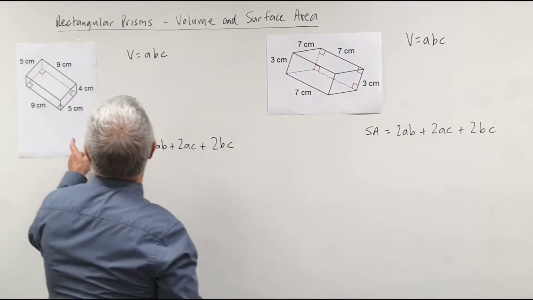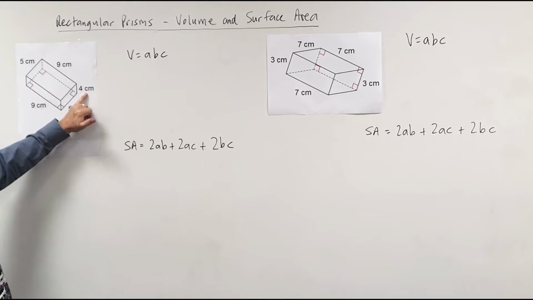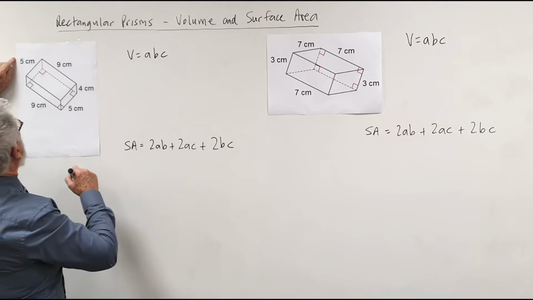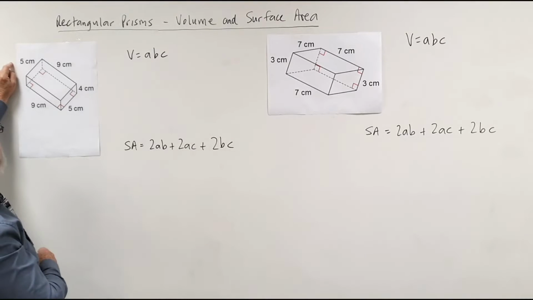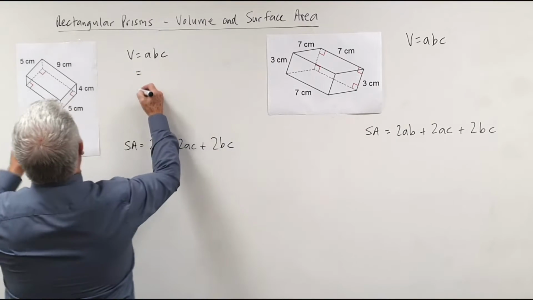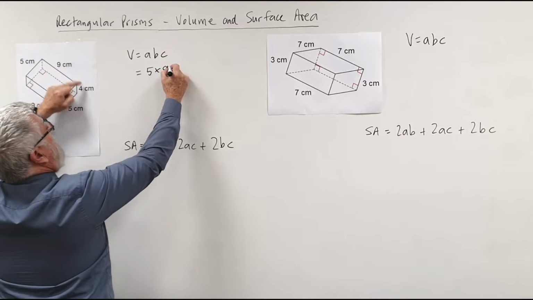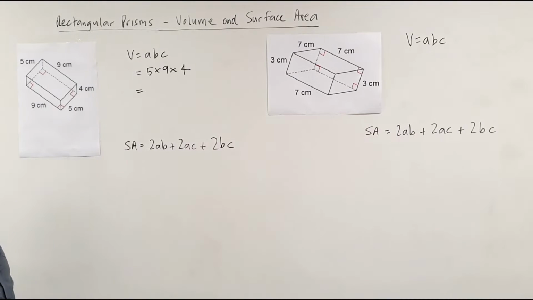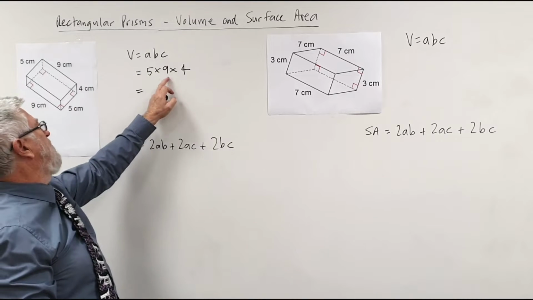So if you look at the first question here, it's got a 5, it's got a 9, it's got a 4. You can see it's got 3 different numbers. You can call that one A, that one B, and that one C. It doesn't matter which order you multiply them in, because you can multiply in any order. Let's say I use the 5, multiply by the 9, and multiply by the 4. I can go 4 times 9 times 5, which is the same as 5 times 9 times 4.